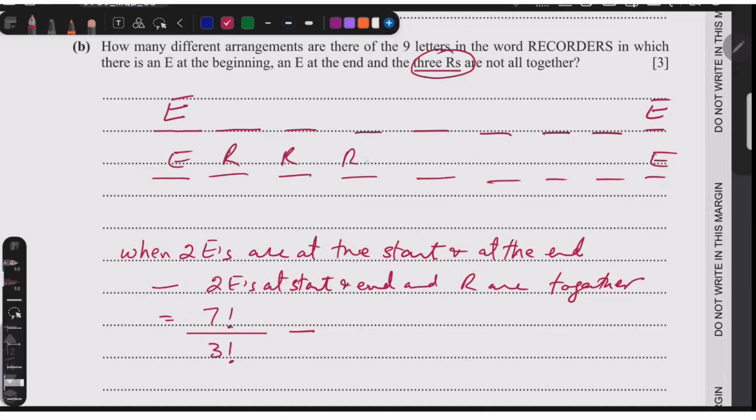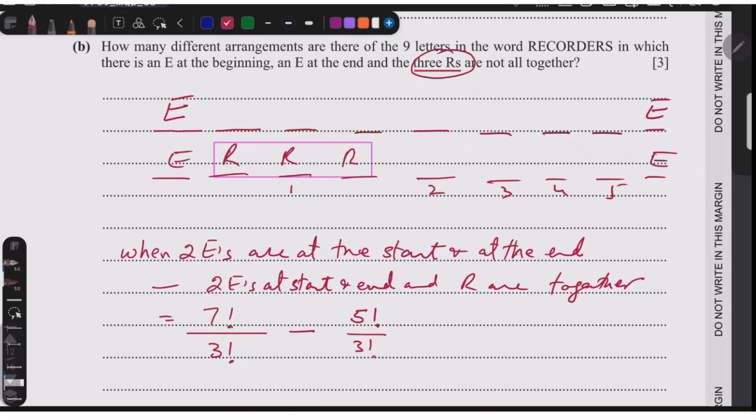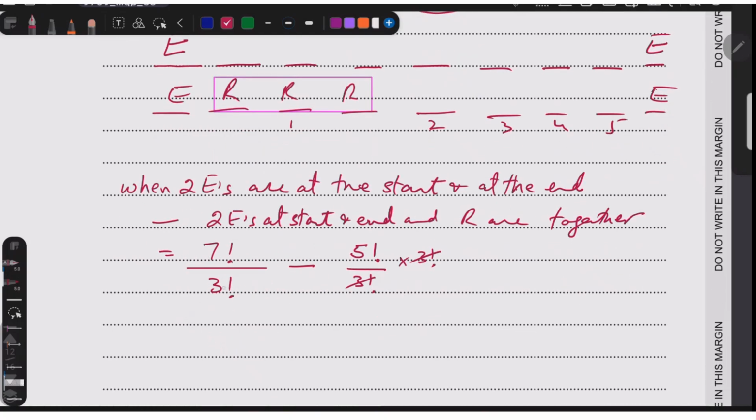When R's are together, it means we make a group of R's and it will be in the arrangements. This is considered as one block, 2, 3, 4, and 5. So it could move between these 5 slots, so we take it as 5 factorial. If you think about R repeating, then you can divide it by 3 factorial. But at the same time, when you make one block containing all three, they can arrange with each other. So in such a way, we can cancel these three. So the final answer would be this one.